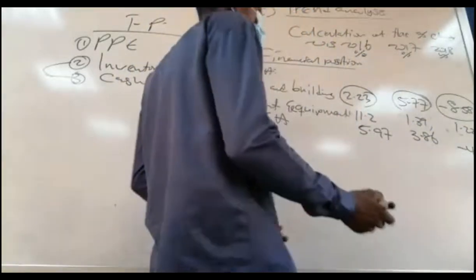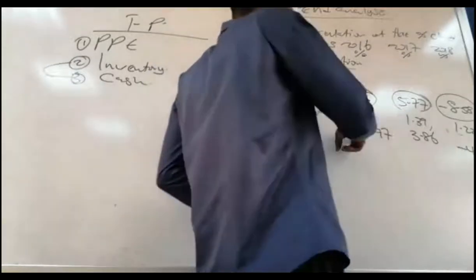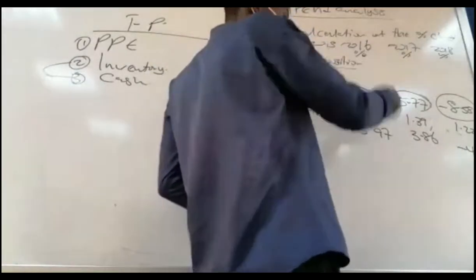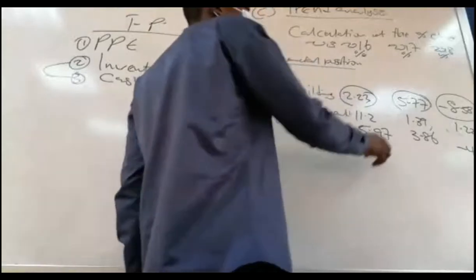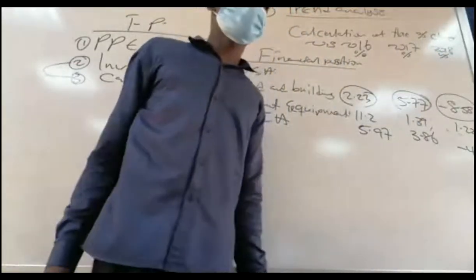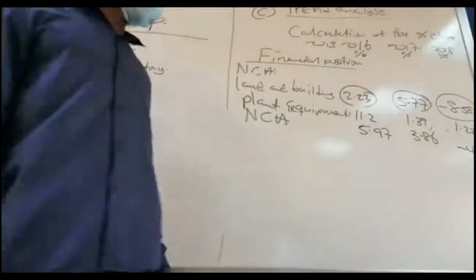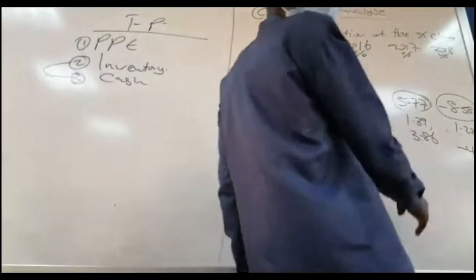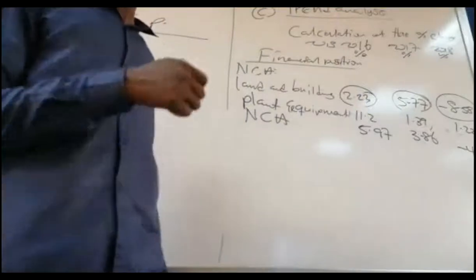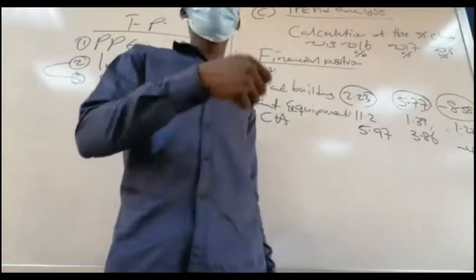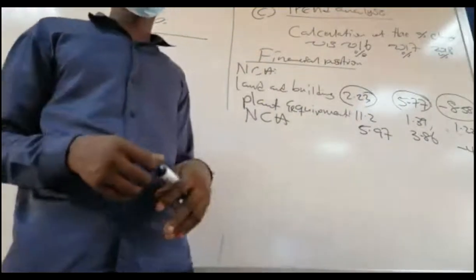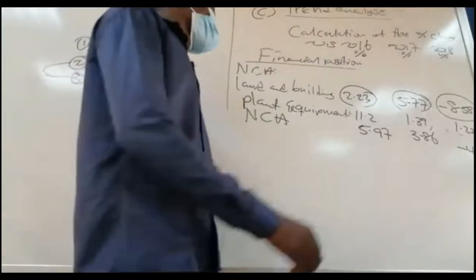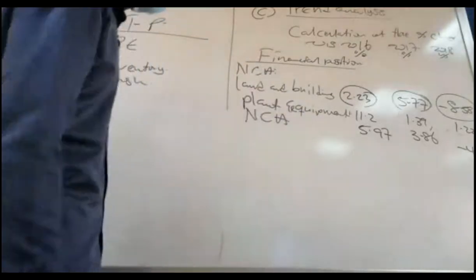It has increased at a reducing rate. So it means that if you check the amount that it increased in 2016 from 2015, it is far, far higher than the amount that it increased from that level. Good. So that is it. So even though it has increased at a reducing rate, that is it. I don't need to go further.